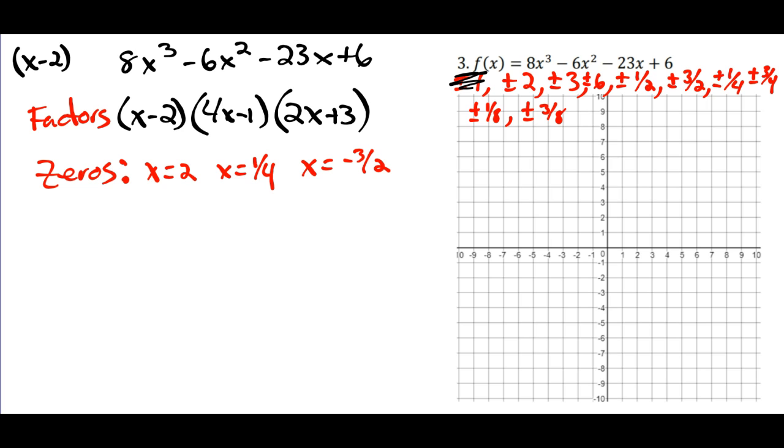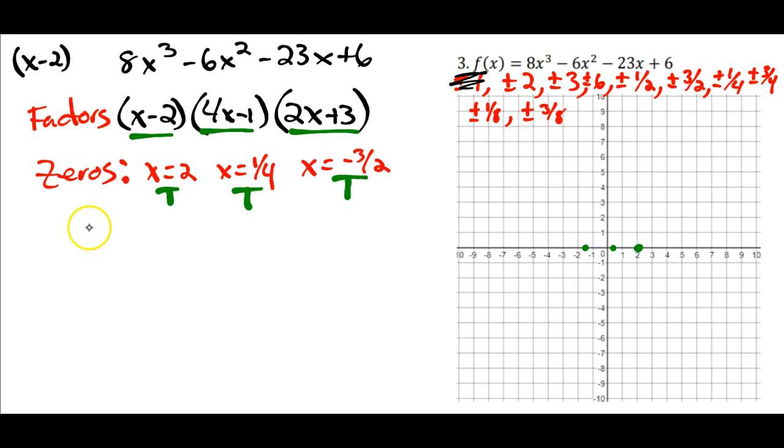So with the zeros solved for, I'm going to just go ahead and plot them. They're at 2, 1/4, which is about right there, and negative 3/2, which is about the same thing as negative 1 and 1/2. But I need to know the multiplicity. 2 came from this factor, it's listed once, it goes through there. 1/4 came from this one, listed once, that's odd, so it goes through. Negative 3/2 came from this one, listed once, it's odd, it goes through. So it goes through on all three of those.